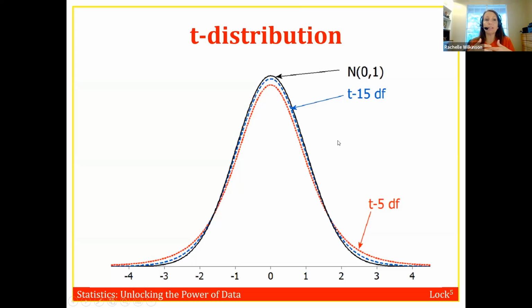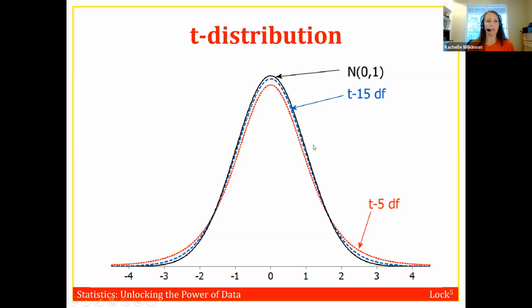Now, as far as actually using a t distribution, it's going to be very, very similar to when we use the normal distribution. The only real difference, as far as we're concerned, because we're still going to use StatKey and stuff like that, is that we're going to have to be aware of how many degrees of freedom we have, and we're going to have to input that into StatKey as well.